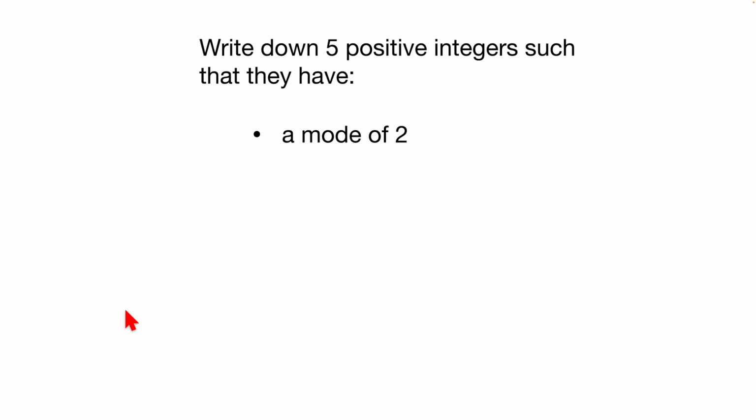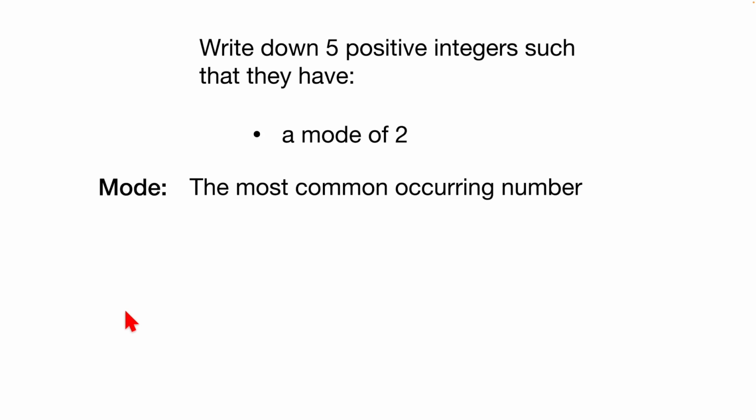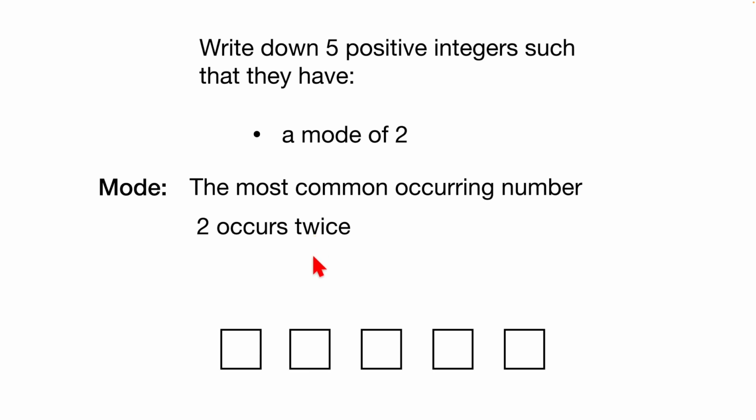A mode of 2. A mode, the most common occurring number. So 2 occurs twice. It could occur 3 times or 4 times or even 5 times, but that would be a very boring question. 5 2s. So what we know is we've got a 3 as per the last example, and we've got 2 2s, so we can have the 2 2s here. We can't have them here because the numbers are in ascending order.